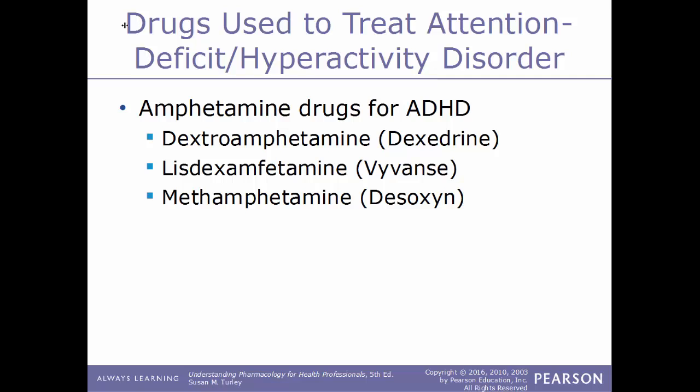Some examples of amphetamine drugs for ADHD would include dextroamphetamine, also known by the name Dexedrine, lisdexamfetamine, also known by its trade name Vyvanse, methamphetamine, also known by its trade name Desoxyn.